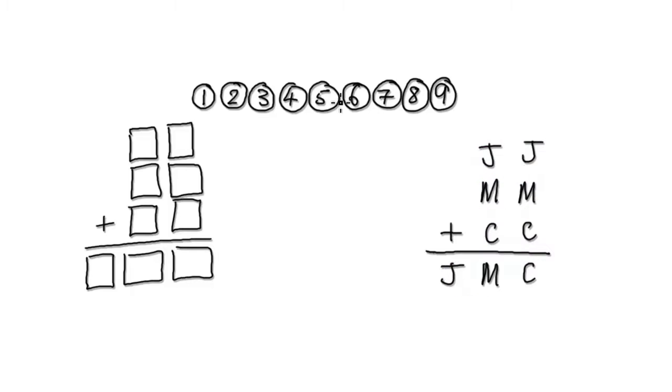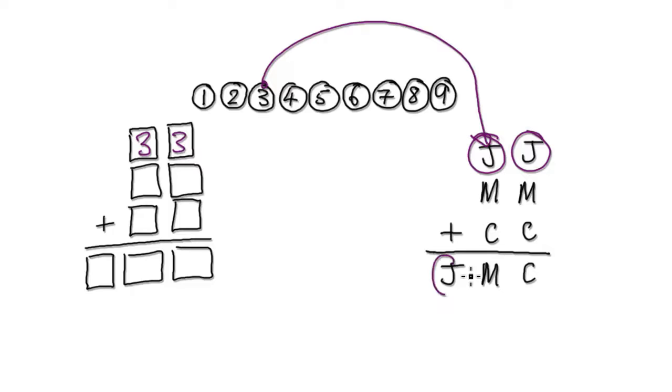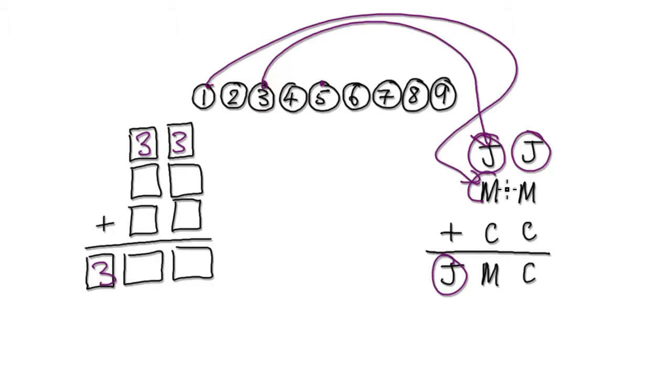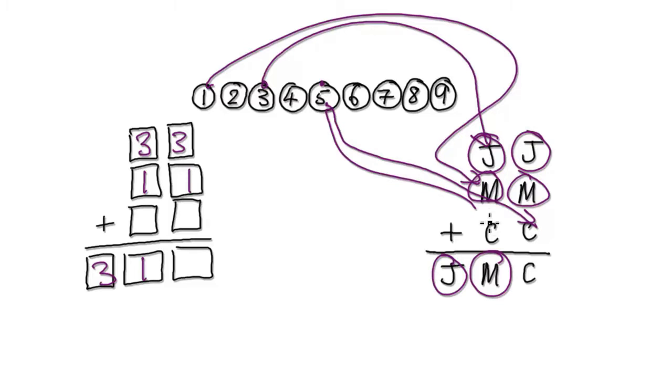For example, let's say you make your guess for J to be 3. So this will be 3, 3, and then you've got a J here. Let's say you make your guess for M to be 1, so that would be 1, 1. And let's say you put a 5 into the C, so this would be 5, 5.